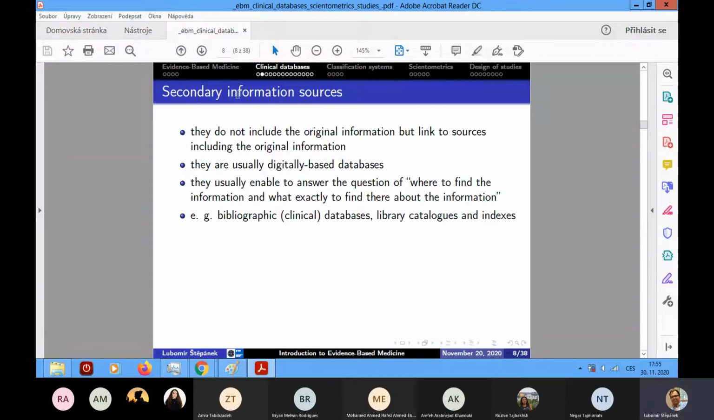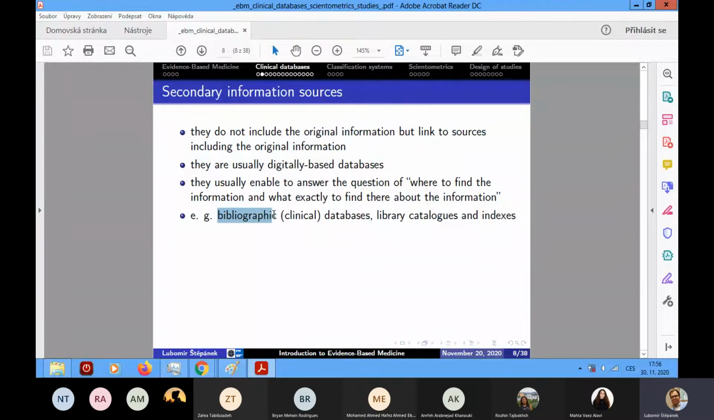So the secondary information sources are usually able to answer the question where to find the original information, or what exactly the original information source is about. So where to find it. As I said, it's rather a link, or a way to find the original source, the primary information source.